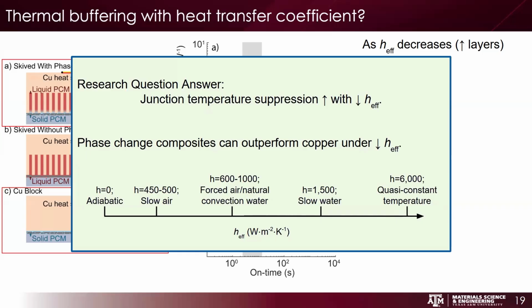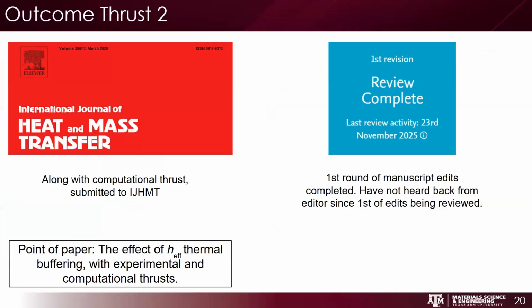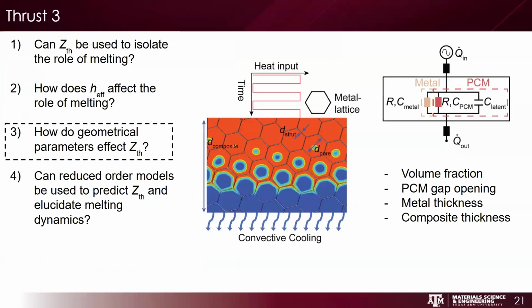And we saw that these phase change composites can thermally outperform a solid copper block, which is the best highly conductive thing that we can have. Outcomes of this thrust: it was submitted to IHMT, and we did one round of edits, and this was a while ago, so we haven't heard back from the editor. So hopefully that's a good thing, that they didn't have any more edits for us, and it'll just be accepted.